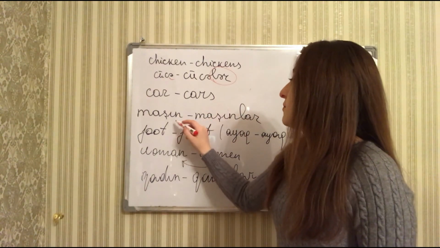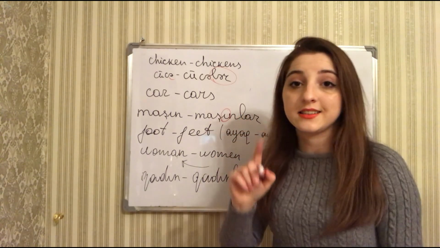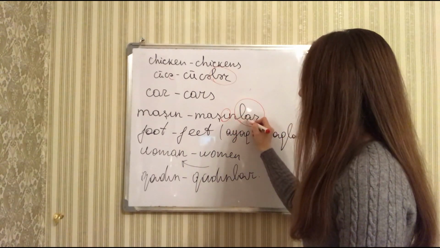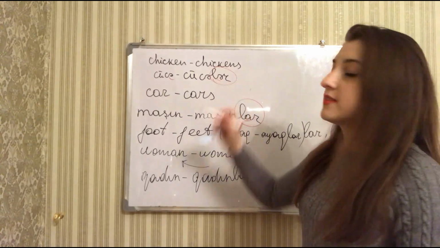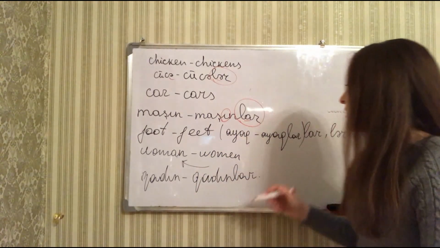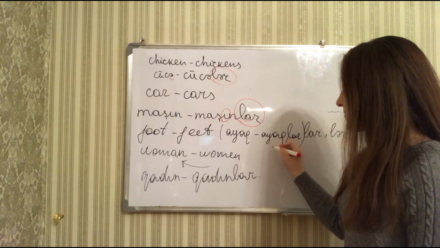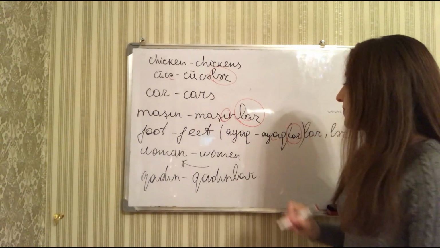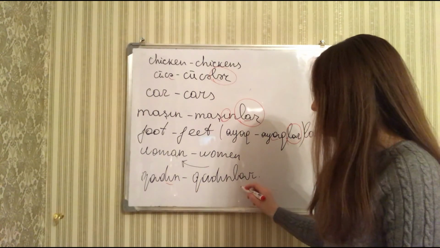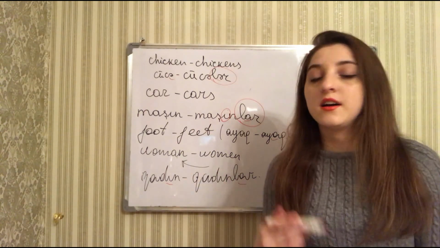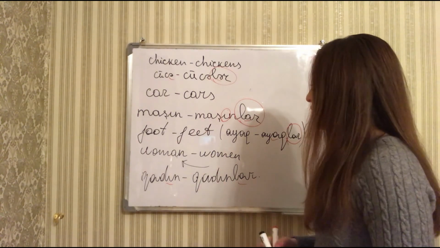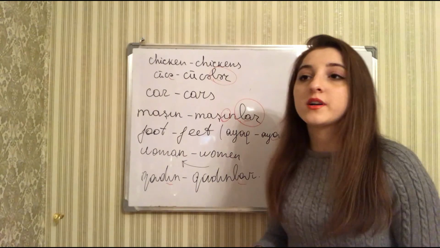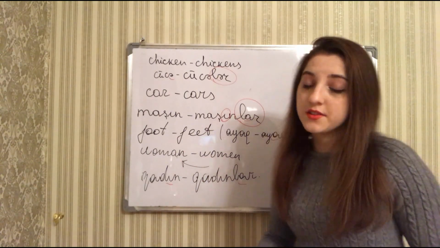Then let's look at this one. Maşın, maşınlar. Is hard vowel. That's why I added lar. Look at next one. Ayak, ayaklar. A is hard vowel, and we added lar. After that, kadın, kadınlar. Is hard vowel, and a is hard vowel again. Okay, it is the end of our plural and singular nouns.